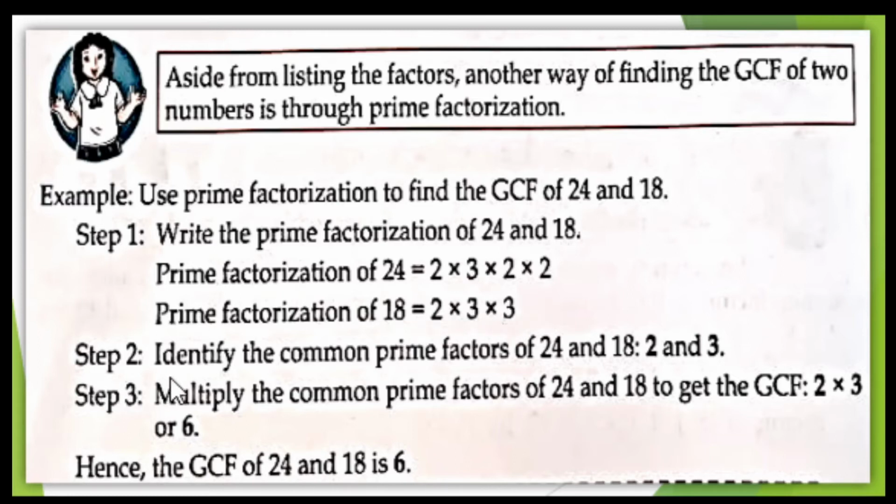Step 2. Identify the common prime factors of 24 and 18. So, we have 2 and 3. Common factors of 24 and 18, we have 2 and 3, and nothing more. Step 3. Multiply the common prime factors of 24 and 18 to get the GCF of 6. 2 times 3 is equal to 6. Hence, the GCF of 24 and 18 is 6.